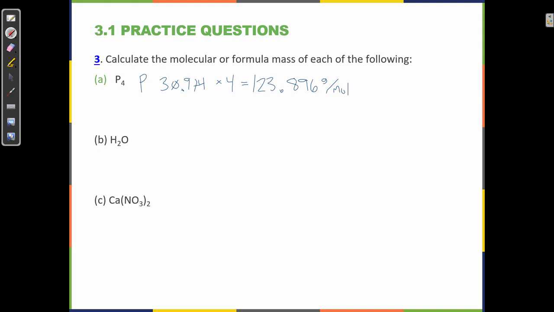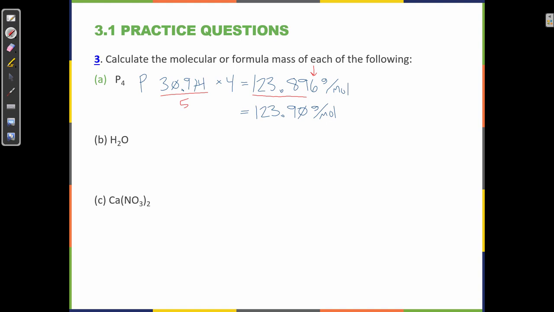So one thing to notice is that when we're doing multiplication, even when we're using numbers from the periodic table, we still have to take into account the significant figures. So the rule for multiplication is that I can't have more significant figures in my answer than the numbers that I multiplied together. So this has five significant figures. That means I'm only allowed to keep five significant figures on this side. So I have six, which means that I look to this first insignificant figure to determine whether I round up or down. And in this case, I round up because six is greater than five. 123.90 grams per mole.